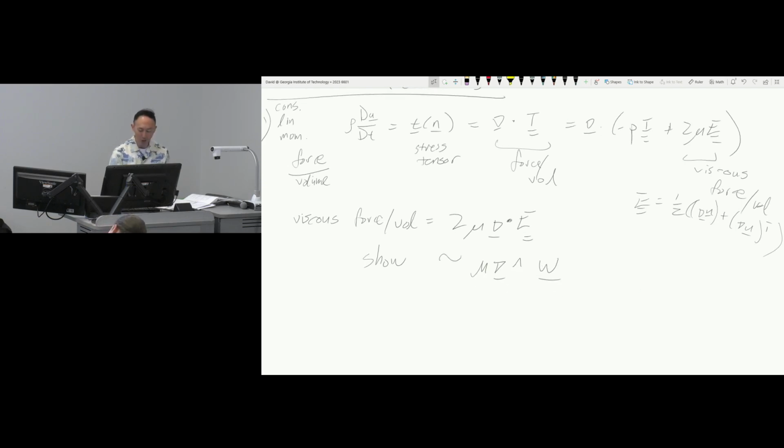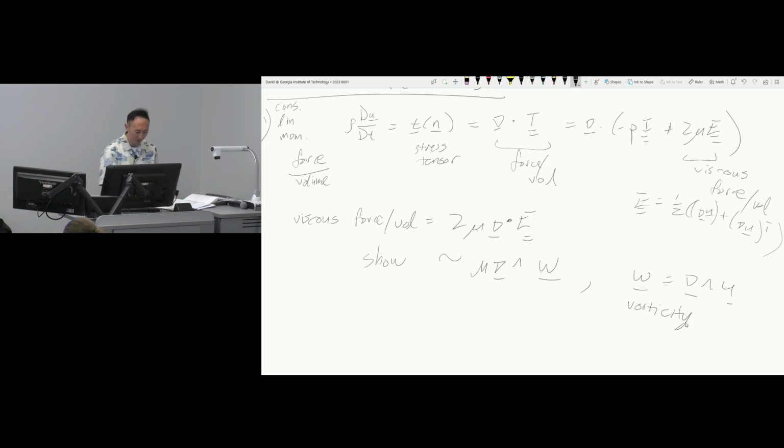It's going to be equal to the curl of the vorticity, where vorticity is the curl of the velocity. So the viscous force per unit volume is related to the vorticity. This is getting to the part of the course that could be confusing because I just used W for complex potential, but hopefully you can figure it out from context. This W is not complex potential. This is vorticity.